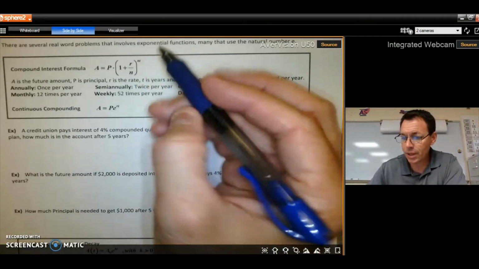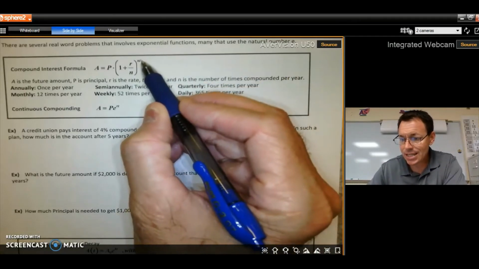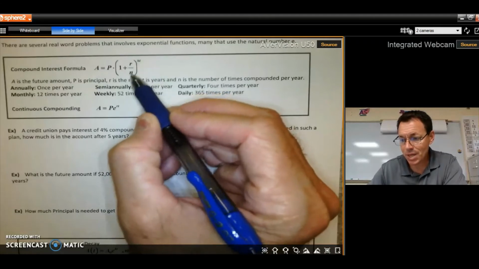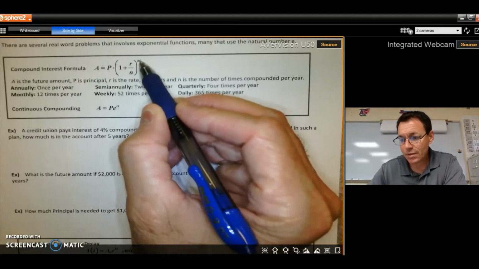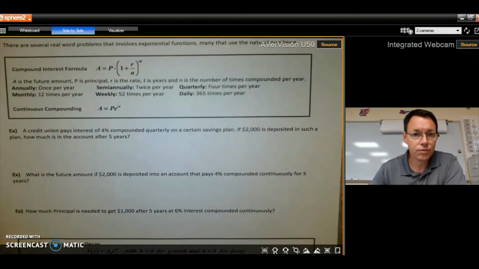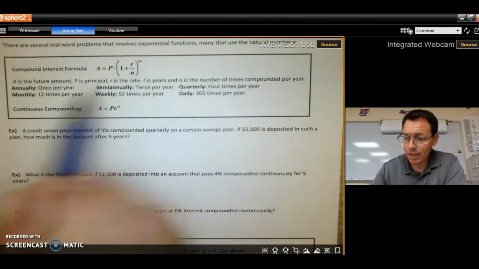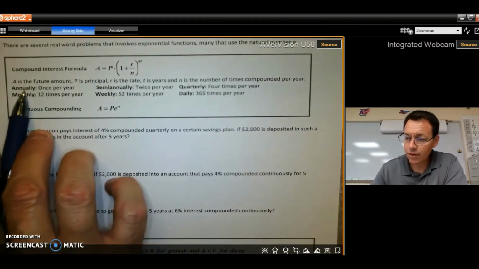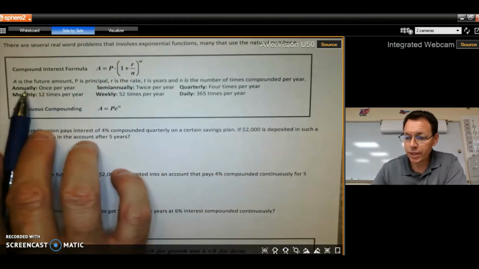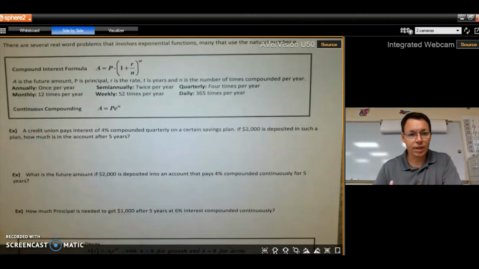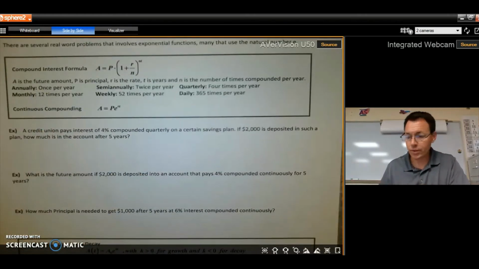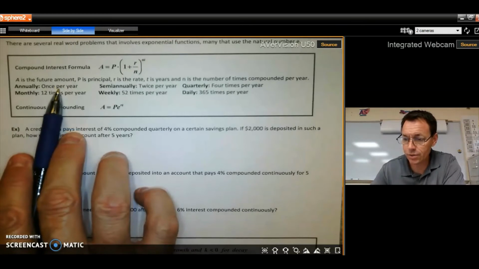So N is the number of times they're going to compound it per year. And then there's an exponent here. The exponent says NT. So again, it's that same N times the number of years that you've got your money in the bank, or you're taking out this loan. N could be a lot of different things. If they're compounding annually, so only at the end of the year they're going to compound it, and then they're not going to do it again for another year, that would be once per year. So your N would be 1.